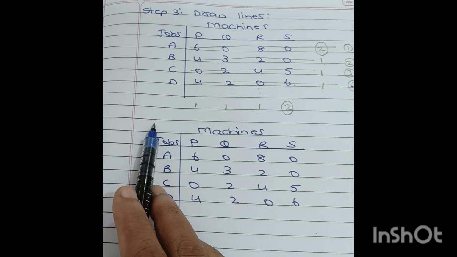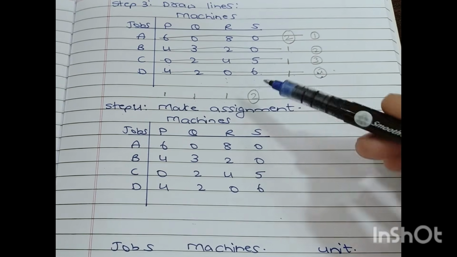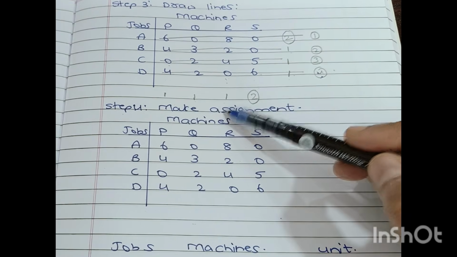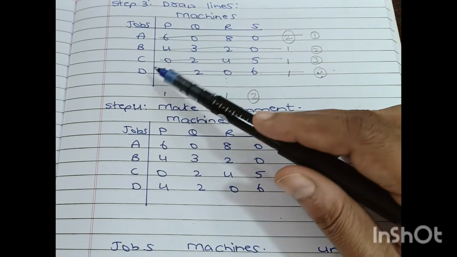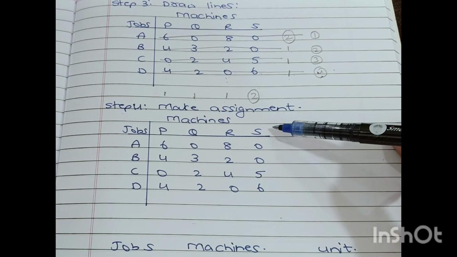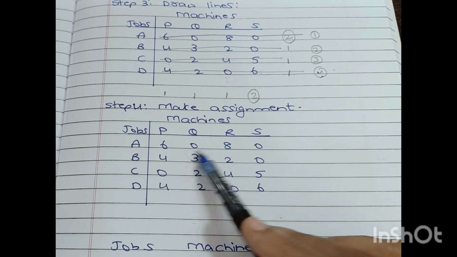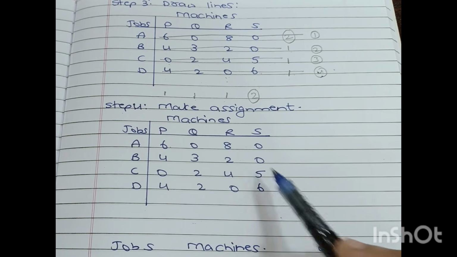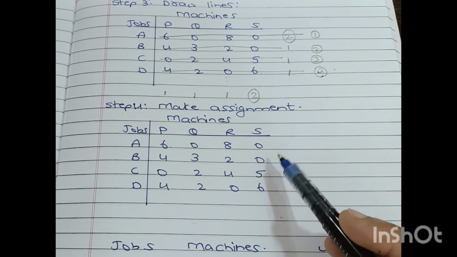And this is my step number 4, that is make assignment. As in step 3, we have got 4 lines which is equal to the number of rows and number of columns, hence, we can directly go for making the assignment. Now, the criteria for making assignment is we have to select a row or a column, but that row or column should contain only 1 0. This is the criteria.